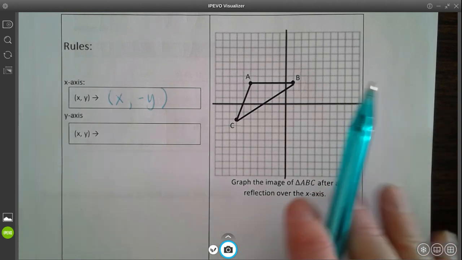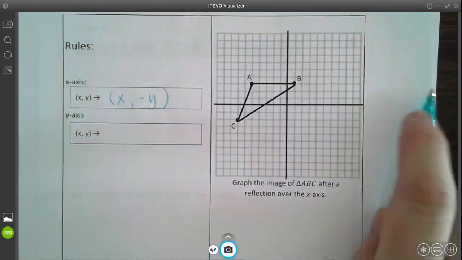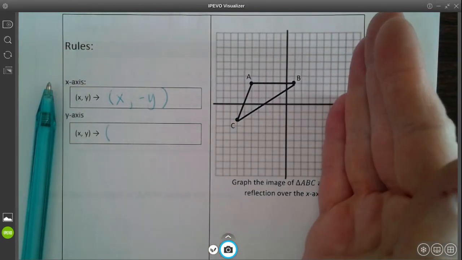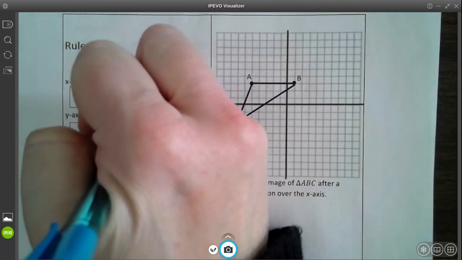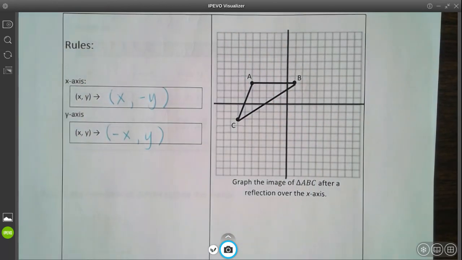Okay, if something is to reflect across the y-axis, it's doing a flip this way and that way. So that is not going to affect the vertical position. It's only going to affect left and right. So in this case, the x-coordinate becomes the opposite and the y-coordinate stays the same.